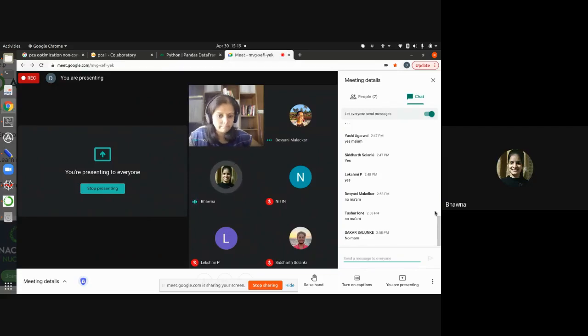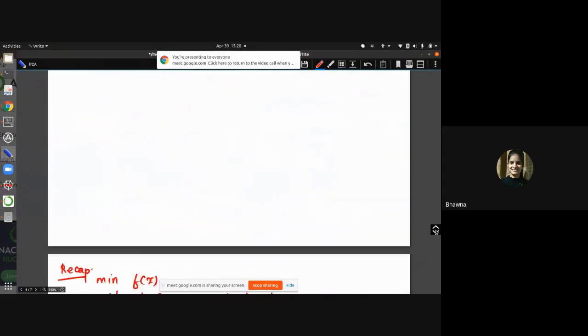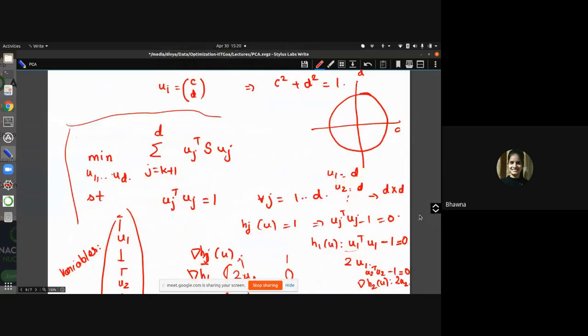Ma'am, I also had a doubt. In the initial stage, we have two constraints, and we said that we relaxed one of the constraints and did all our calculations, checking whether the point is regular or not. Now, is it okay to do that? Because for checking whether a point is regular or not, we have to consider all the constraints.